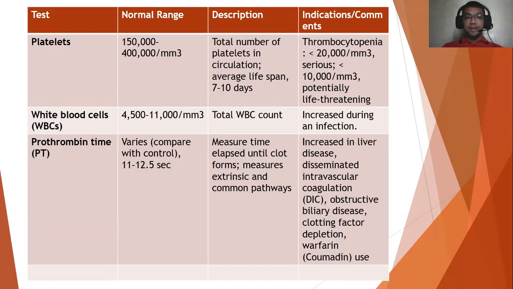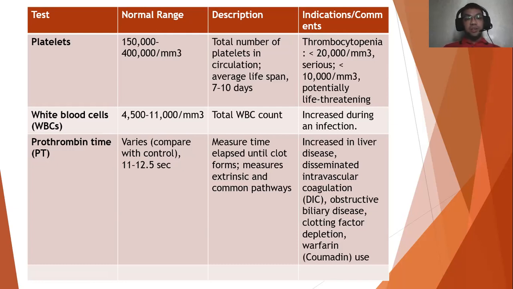Now we go to platelets. Platelets is around 150 to 400,000 cells per cubic millimeter. This is the total number of platelets in circulation. The average lifespan of our platelets should be around 7 to 10 days. If it's lesser than 20,000 cells per cubic millimeter, it's serious. That's already thrombocytopenia. And for less than 10,000, that's potentially life threatening. So the patient is going to bleed.